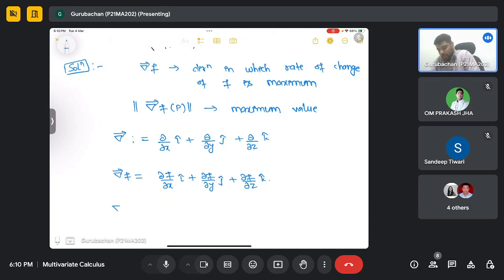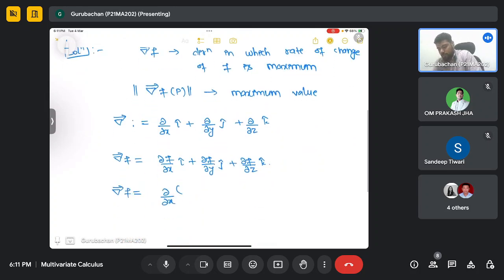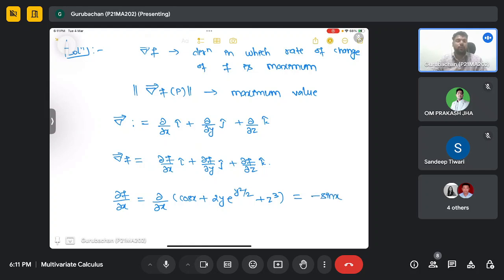So from here, we first need to calculate del f, where f is cos x plus 2 e to the power y square by 2 plus z cube. First of all, let us calculate the partial derivatives. Del f by del x is equal to del by del x of cos x plus 2 e to the power y square by 2 plus z cube. This will give us minus sin x, since we are partially differentiating with respect to x, so we treat y and z as constant.